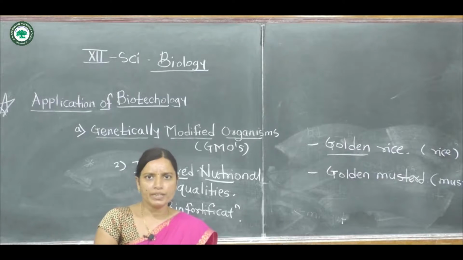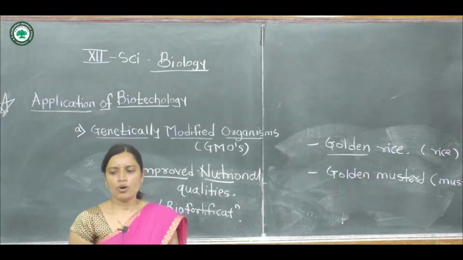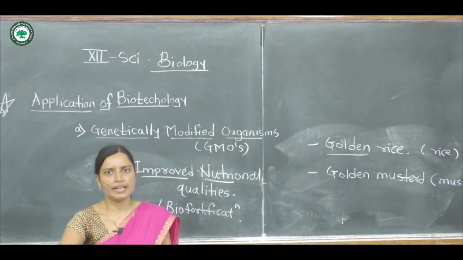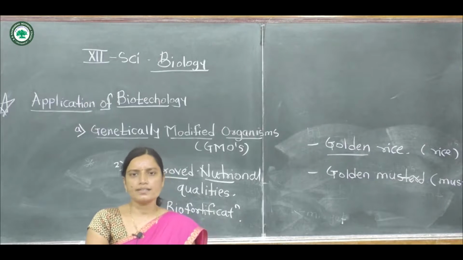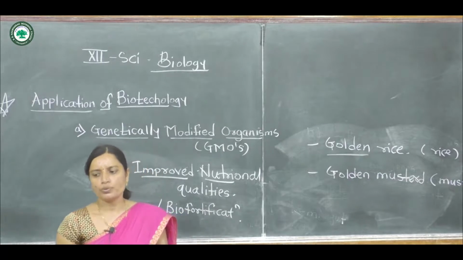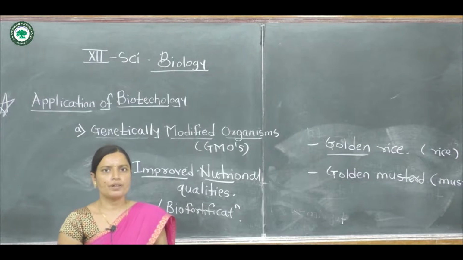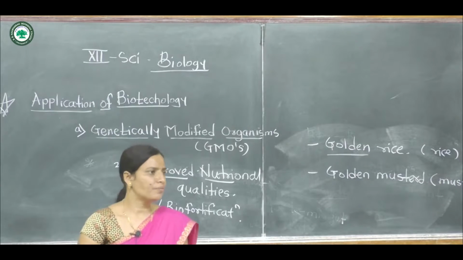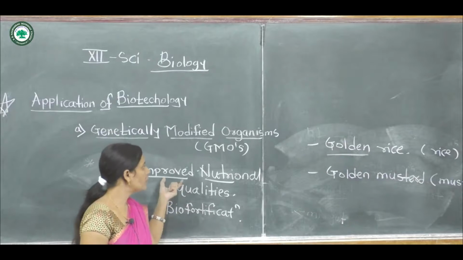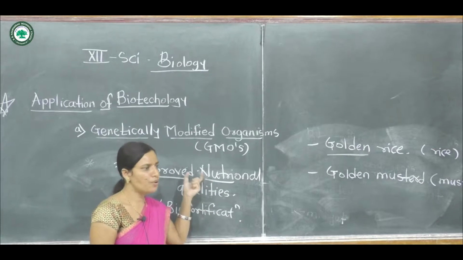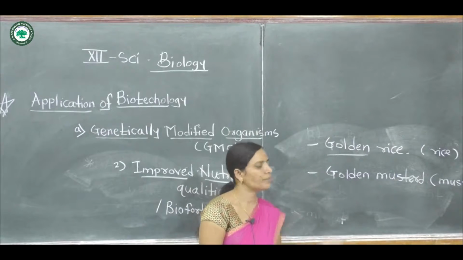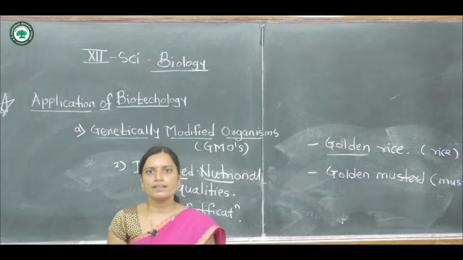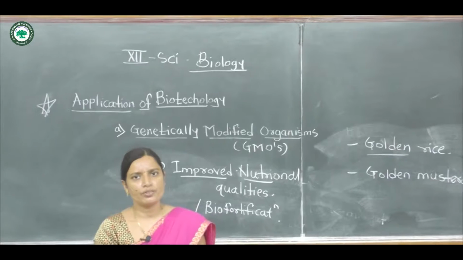The golden color is due to the vitamin A content, and this reduces the diseases associated with vitamin A deficiency. Vitamin A is introduced to improve the nutritional value of plants, for example golden rice and golden mustard. These two plants improve nutritional values.